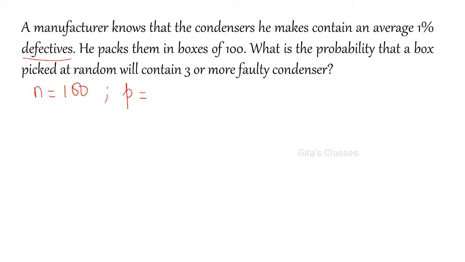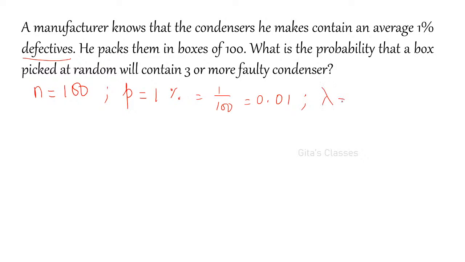Small p is 1%. 1% means 1 by 100. So 0.01. Small p is 0.01. And what is our lambda now?